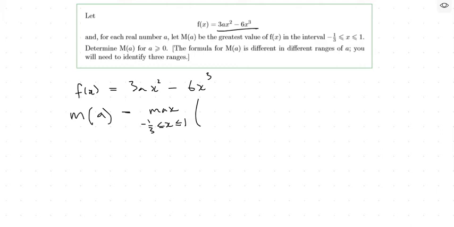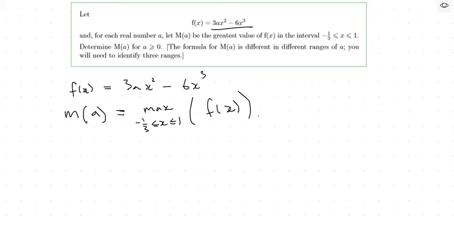It's the maximum of f of x, like this. And it wants us to determine m of a when a is greater than 0. And the formula, it says we need to identify 3 ranges. So I'll show you, I identify 2 ranges. I can't quite figure out how, given the answers, they turn this into 3 ranges, but we'll see.